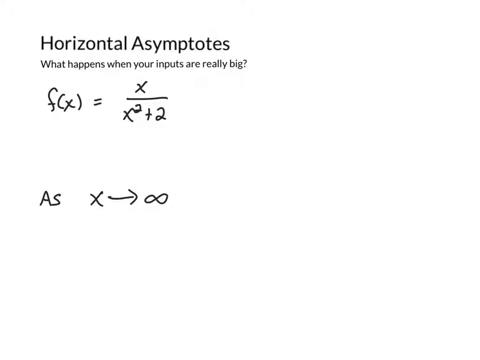Okay, so what you should have found is that when you plug in really big numbers into this function f, your outputs actually get really small. In fact, they get so small, they get as close to 0 as you want. So why is that? Well, what I want to do is come over to our function, and I'm going to circle some terms here. Okay, so I'm going to circle this x, and I'm going to circle this x squared.